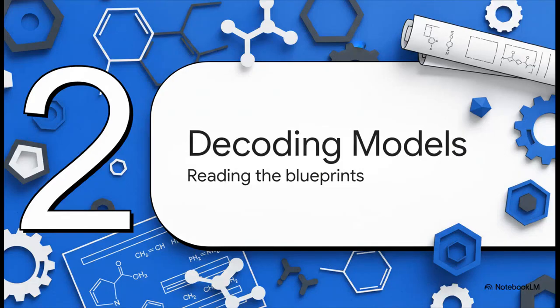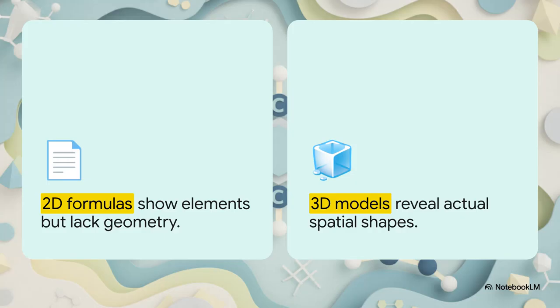Moving right along to Section 2, decoding hydrocarbon models. It's time to read the blueprints. Now, when you're looking at paper, you usually just see a flat, 2D condensed chemical formula, right? Take ethane, for example, C2H6. But here's the thing. These flat formulas aren't meant to show the true geometry. In reality, these molecules are actual 3D structural shapes taking up physical space in the real world.